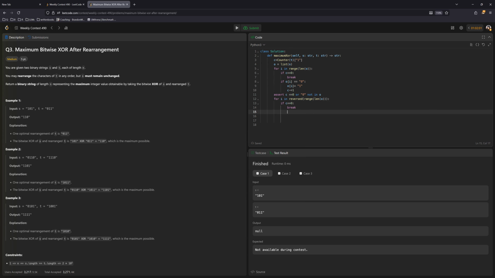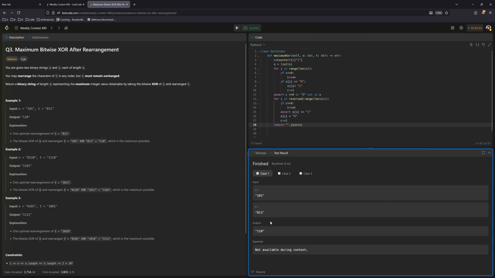If C equals 0, then break. Assert O of I equals 1, and O of I equals now 0, and C minus equals 1. Okay, just return the join of O, I guess. Let's see if that's right. So output is 1, 1, 0. 1, 1, 1, 0.